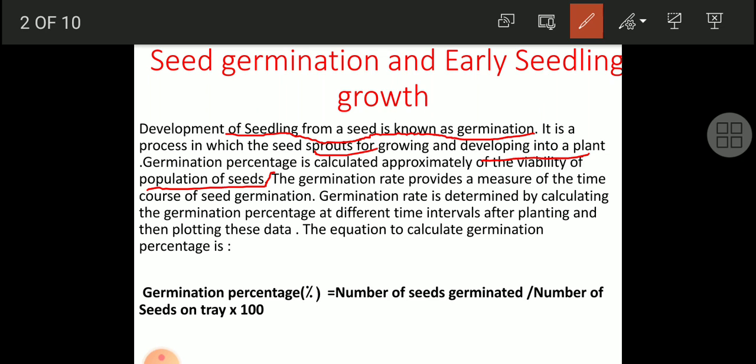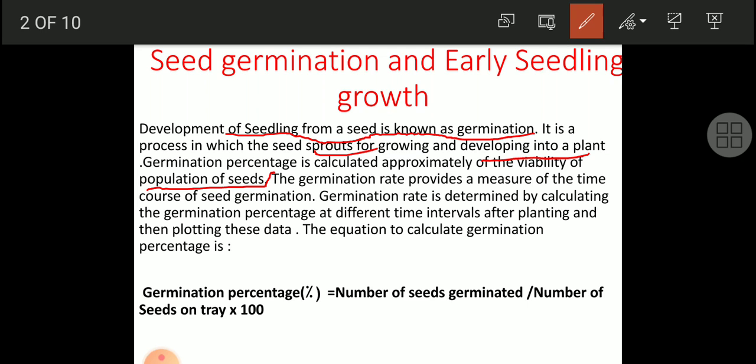What is viability? Viability is the ability of a seed to germinate, or we can say the ability of a seed to develop into a seedling. The germination rate provides a measure of the time course of seed germination.